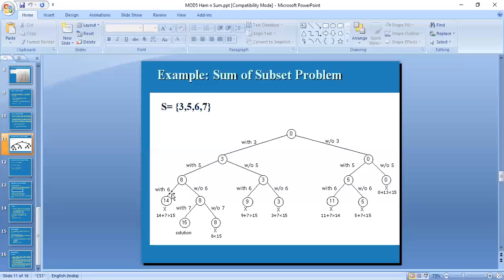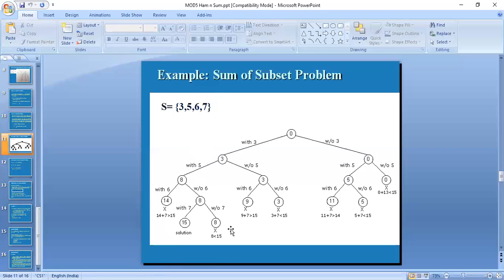The left child is already worked out with including the item. So we are moving to the next one, without the item. When you say without the item, what is 8 plus 0? It is the same, it is 8. Now, what is the next item? We are now in the 4th level, so the next item is 7. So you are going with 7. 8 plus 7 is 15. So here we got the solution.